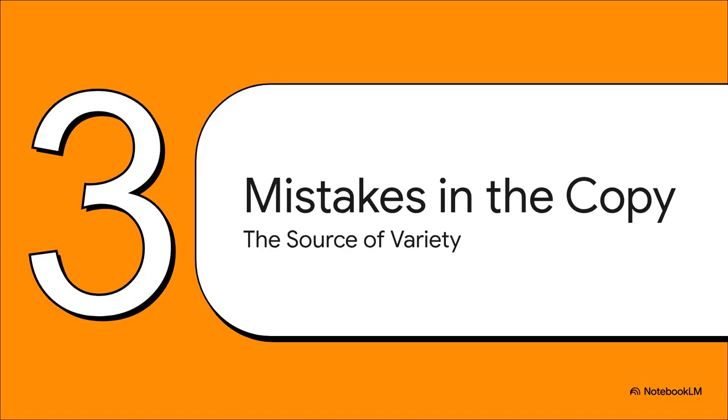All right, so if every cell is just copying from the same master recipe book, where does all this variety come from? The answer is, well, it's beautifully simple, actually. Typos. Yep, imperfections, little mistakes in the copy. That is the engine of all change.